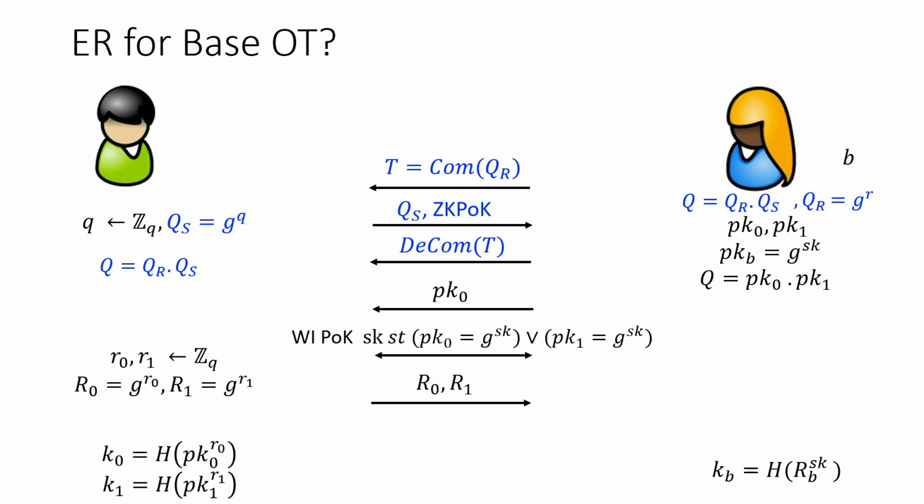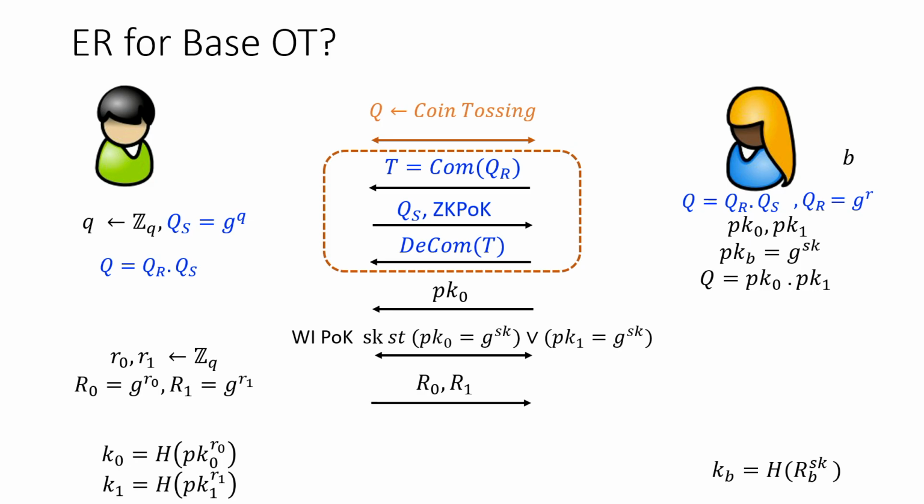And then we'll have the receiver decommit, and both of them set Q to be the product of QR and QS. So this is now a coin tossing phase, and why is this helpful? Because now this becomes amenable to re-randomization.